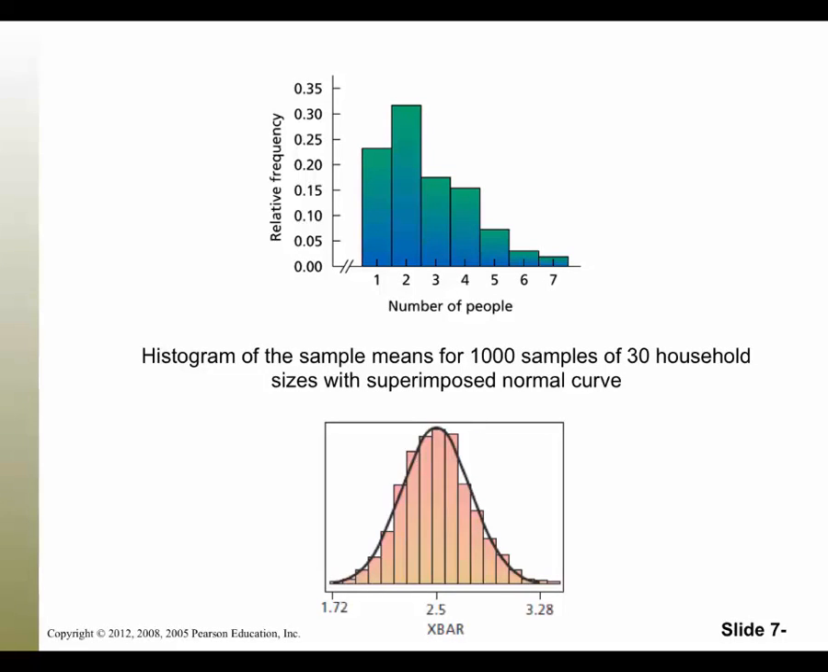So here's an example of that. So here's this right skewed data, number of people per household. And these were samples of 30. They took 1,000 samples of 30 household sizes, and then took the distribution of those means. Clearly is normal, right? Clearly is normal. So this is from the population to sample size 30. And so this is how the central limit theorem works.